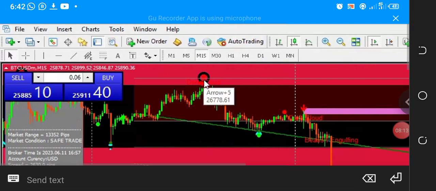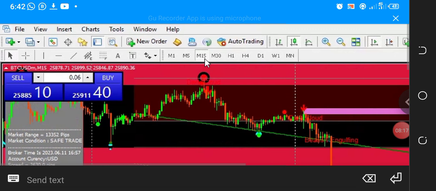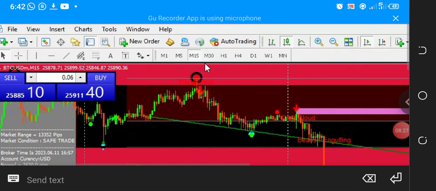And where do you set your stop loss? Just above this zone here, just above this region here. All right, somewhere above where this 15 minutes, where my cursor is now, just somewhere slightly above that is where you set your stop loss. So you see that your stop loss is very, very slim.